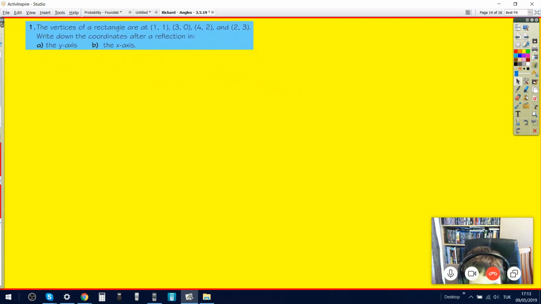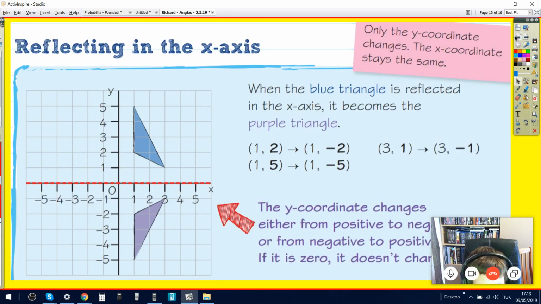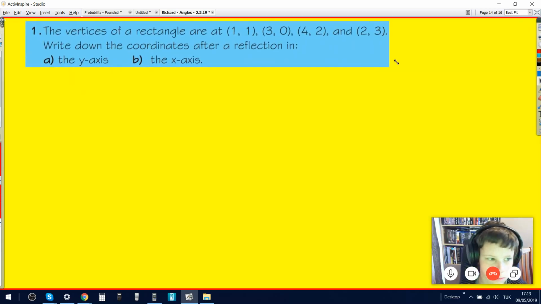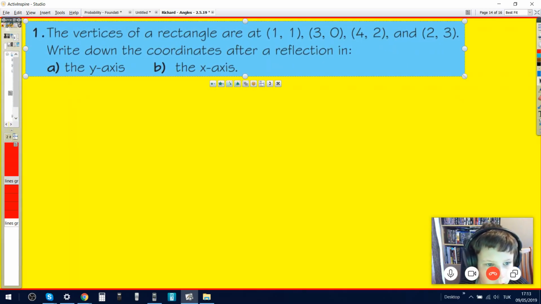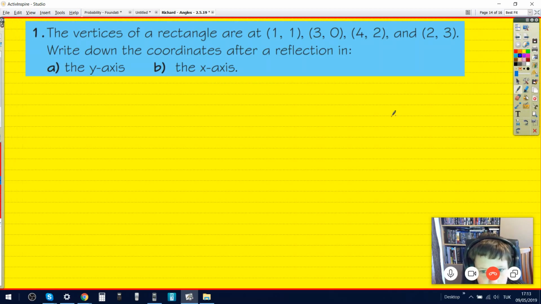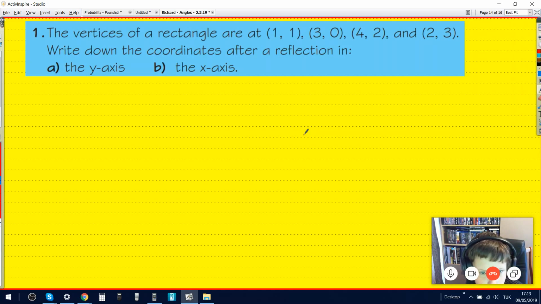Okay, so a reflection in the x-axis changes the y sign. A reflection in the y-axis changes the x sign. Let's try this. So the vertices of a rectangle are at 1, 1, 3, 0, 4, 2, and 2, 3. Write down the coordinates after a reflection in the y-axis and the x-axis.